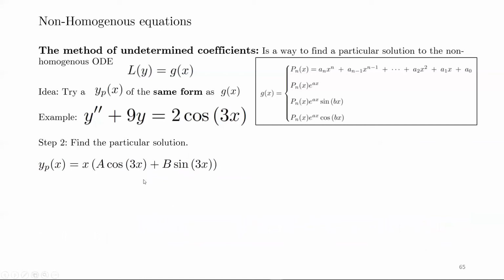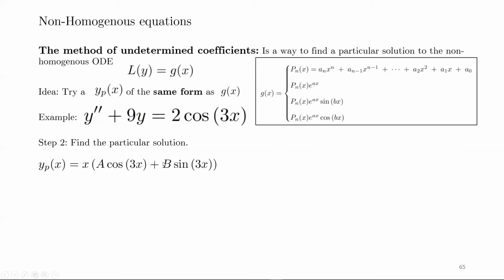So we have our test particular solution. Now let's take two derivatives of that. Okay, well, it's a little bit of a pain because we have a product rule here, but it's not too hard, right? So let's firstly differentiate x and keep the bracketed term constant. So we just get a cosine 3x plus b sine 3x.